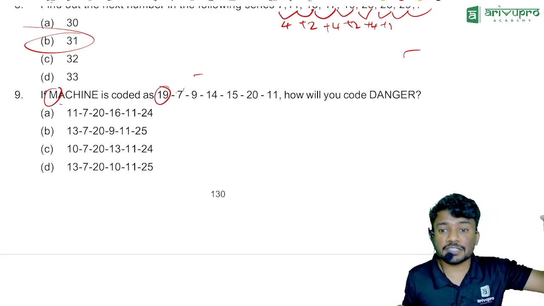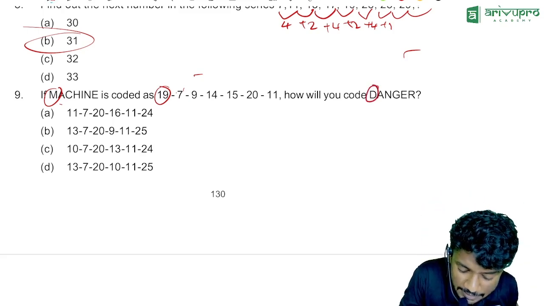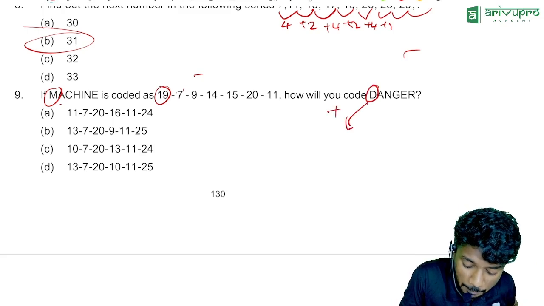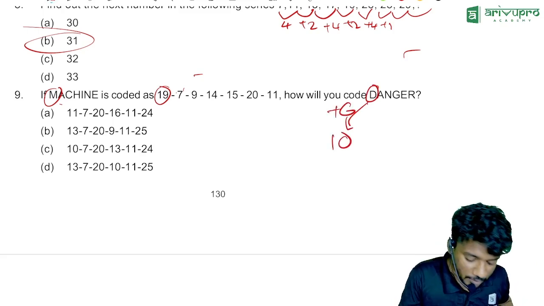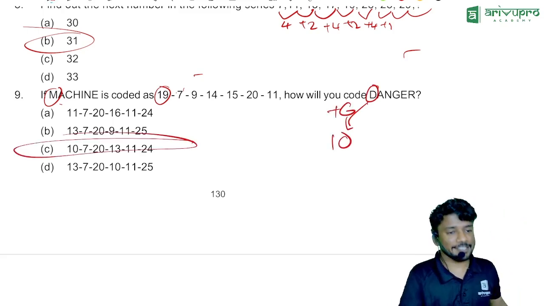C is in third position. 3 plus 6 is 9. So D is in what position? Fourth position. So D plus 6 is how much? 10. So option C is the answer.